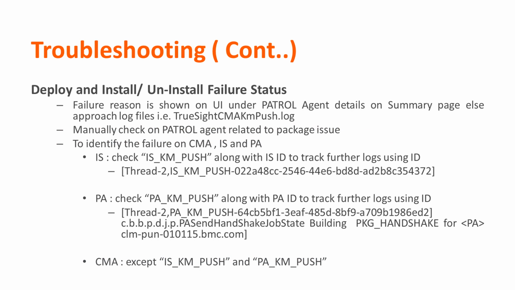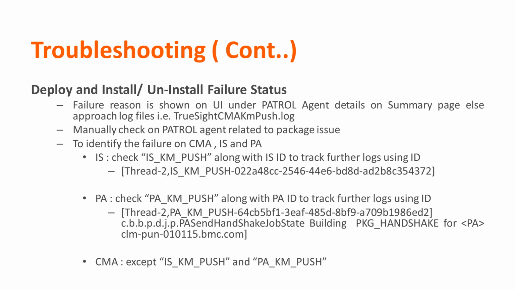The failure state reason is shown on the UI on the patrol agent's summary page, or if you want to dig into more details, you can see the logs, the TrueSight CMA KM push logs. Manually check the patrol agent for the package issue, whether all the packages have landed on the patrol agent. If you see in the KM push logs or any other logs an exception prefixed with IS_KM_push along with the IS ID, the problem is with the IS.